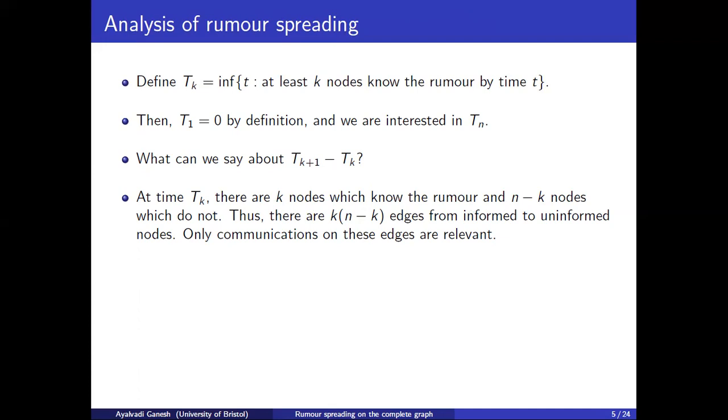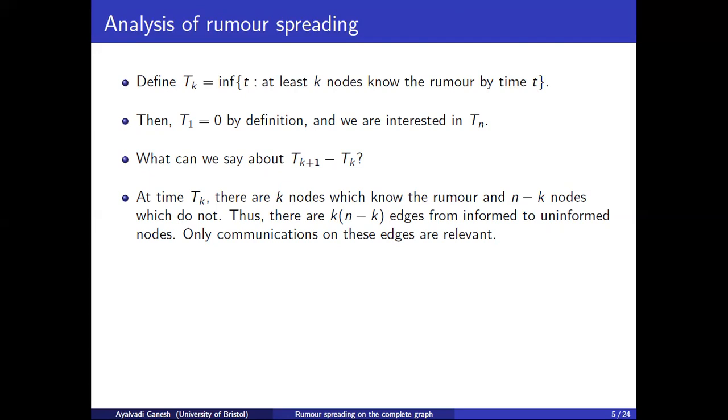Should we? Okay, again, from the symmetry in the problem description, I hope you'll be willing to believe that we don't care, that it doesn't matter which nodes know the Rumour, it only matters how many of them there are. Because they all behave identically with each other. So we don't have to keep track of which ones learned the Rumour, and that greatly simplifies the description as well. Okay, so at time Tk, there are these k nodes here which know the Rumour, and n minus k nodes here which do not.